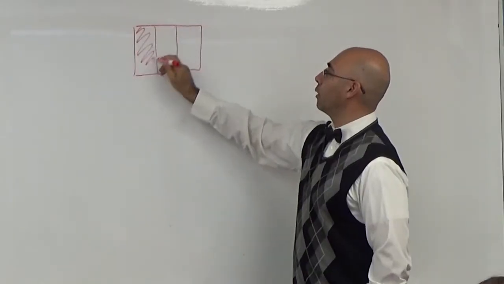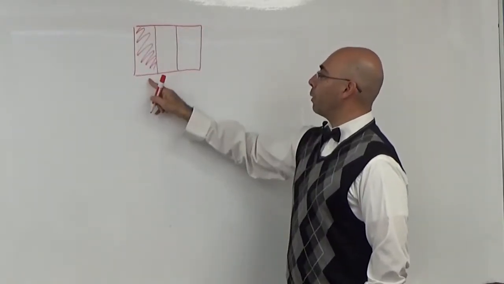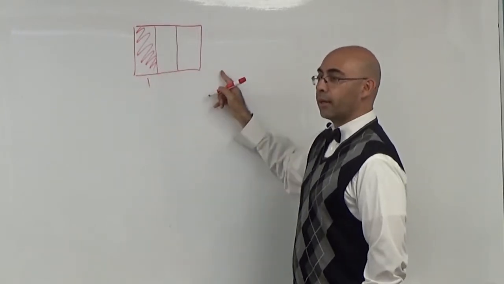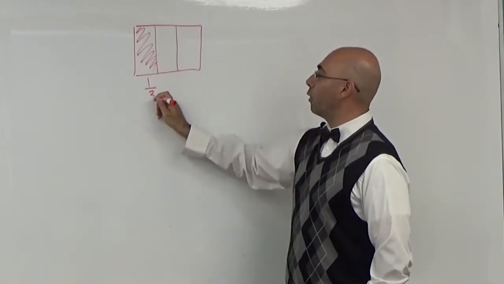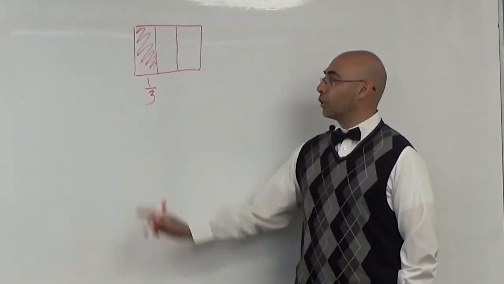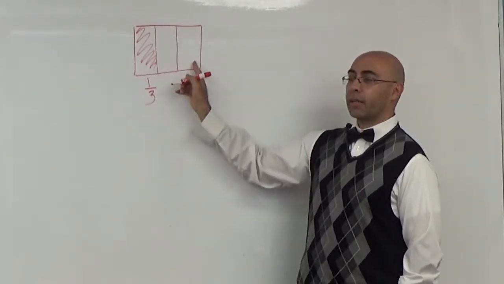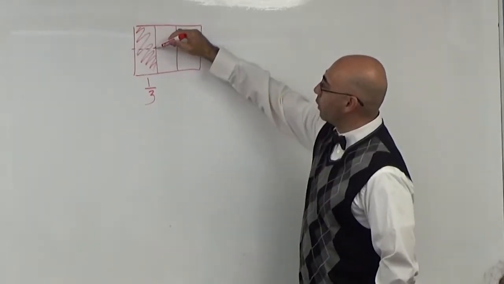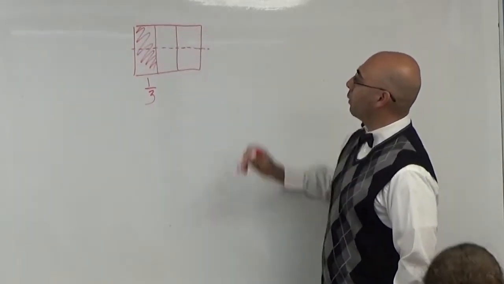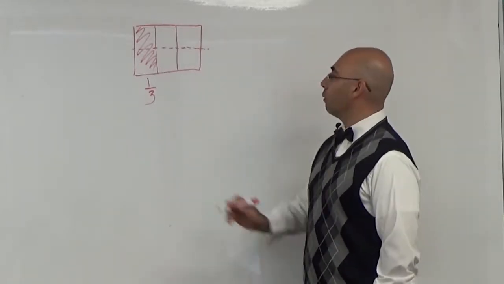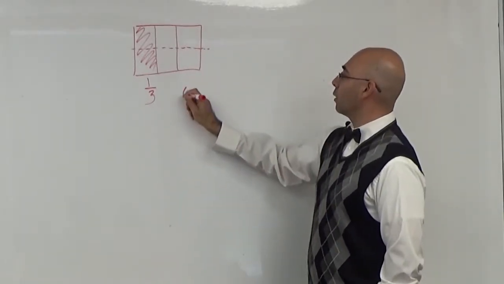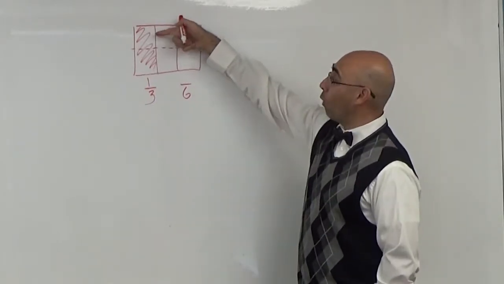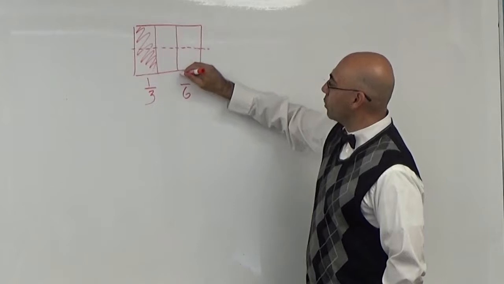Here, how many pieces do I have shaded? 1. How many pieces did I cut it into? 3. So that's 1/3. So our denomination or our denominator is how many pieces did I cut it into? Now what if I sliced it down the middle here? How many pieces are there now? We got 6 pieces. How many of those pieces are shaded in? I will numerate them. 1, 2, 2/6.